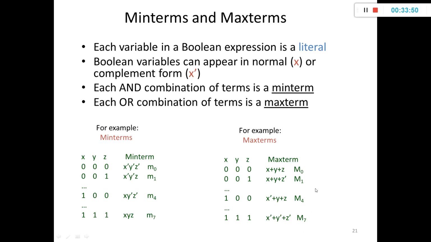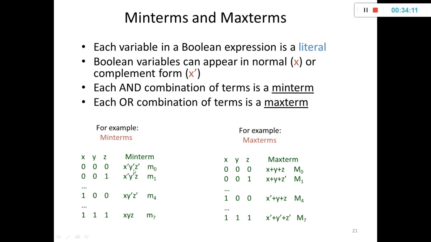So here in a max term, for 0 you write x, and for 1 you write x bar, whereas in a min term, for 0 you write x bar, and for 1 you write x. So this is the difference between min term and max term.